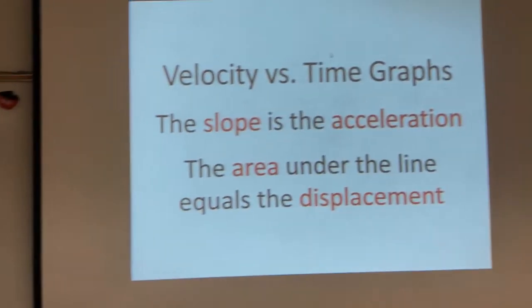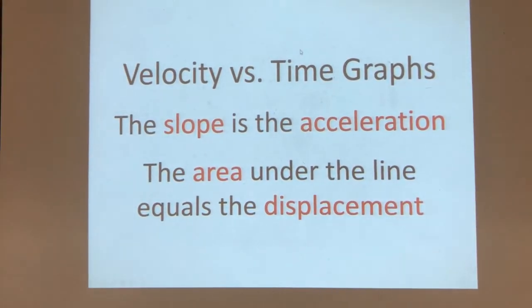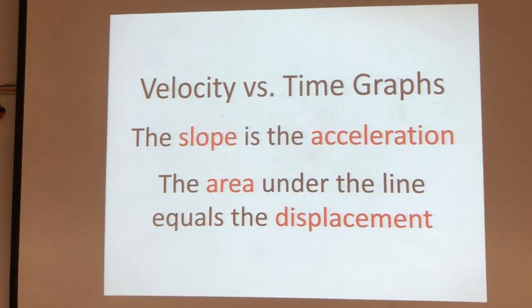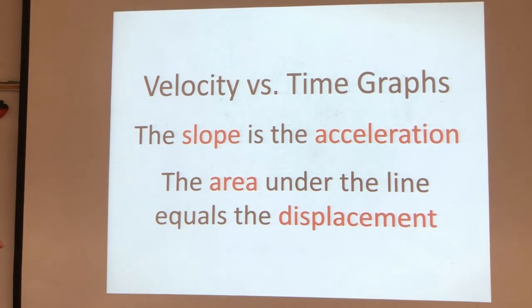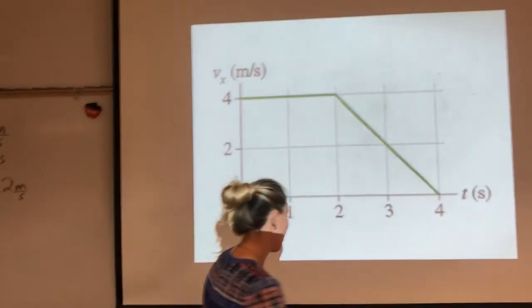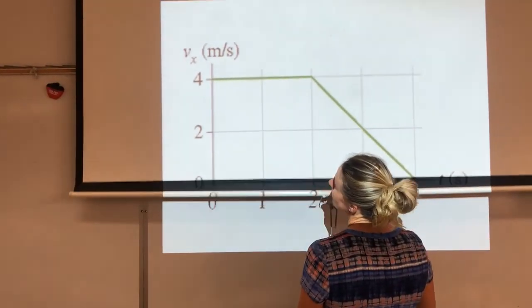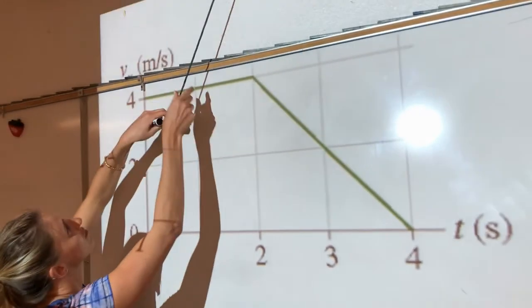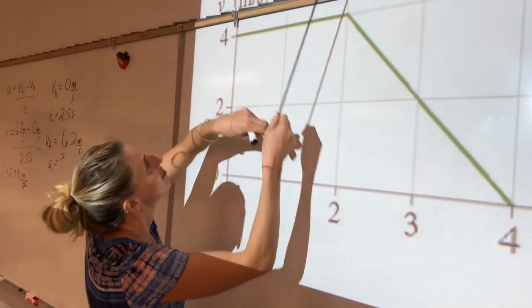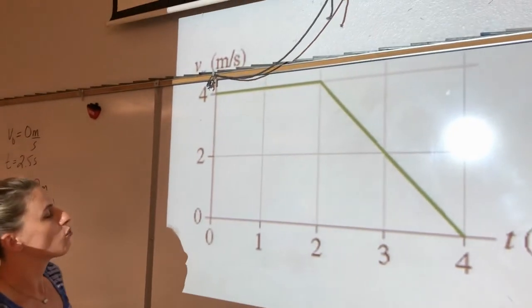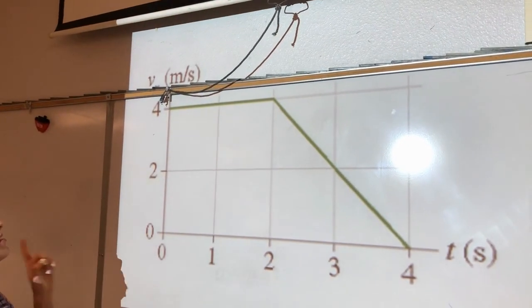Okay. The velocity versus time graphs. The slope is the acceleration. The area under the line equals the displacement. Okay. Let's take those two things and do something with it. Okay. All right. So we said the slope is the acceleration.